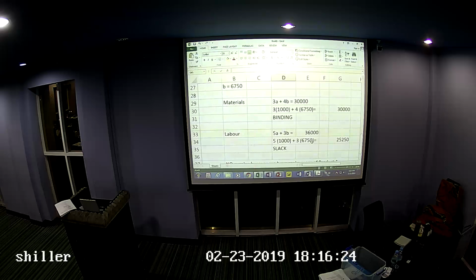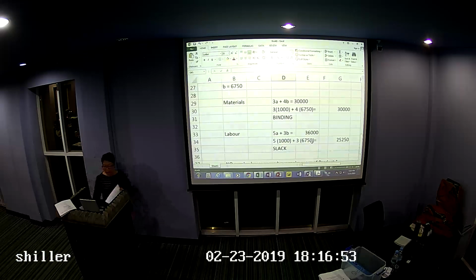You understand? Which means if I want to buy something, I will not have to buy labor because I have extra labor hours. You see? What I want to buy is materials. Another kilogram of materials. So, how do I calculate shadow price? What did we do? Yeah, you have to add 1 more kilogram of material.